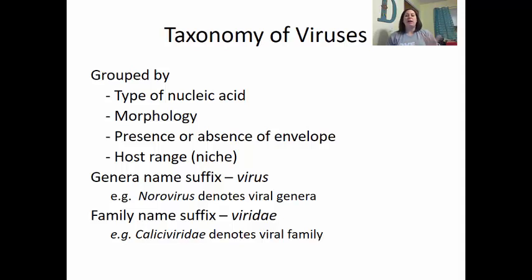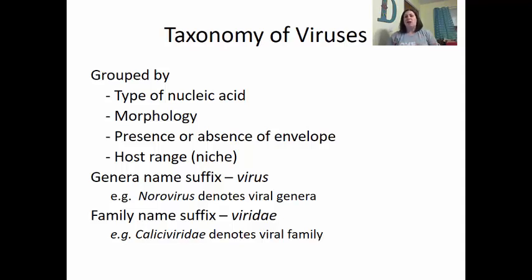So when we look at this, we have the genus. This is going to be the name suffix of the virus. An example here would be norovirus, which denotes a viral genus. We also have the family name suffix, which is viridae. So Caliciviridae denotes a viral family. We can use some terms to help put these into groups. There is a table, 13.2 in your textbook, that talks about these host niches or ranges of viruses.